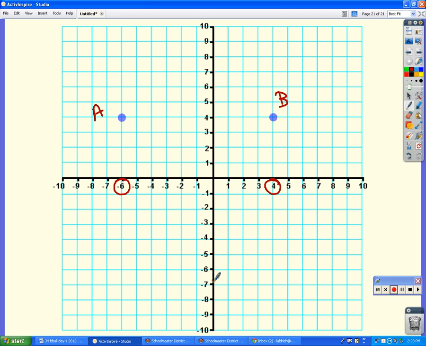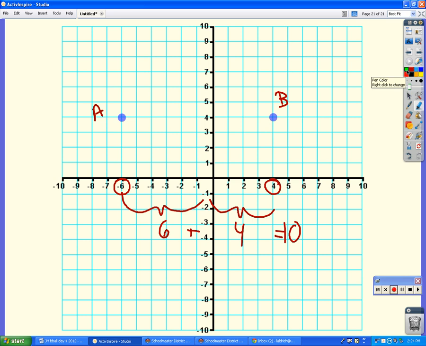So how far away is A from B? Yeah. Good, 10, because how far do you have to go to get to 0? 6, so this distance right here is going to be 6. And then how far from there do you have to go to get to 4? 4, and if you go 6 plus 4, you get 10. Okay, so I can also do the same thing with points going up and down.